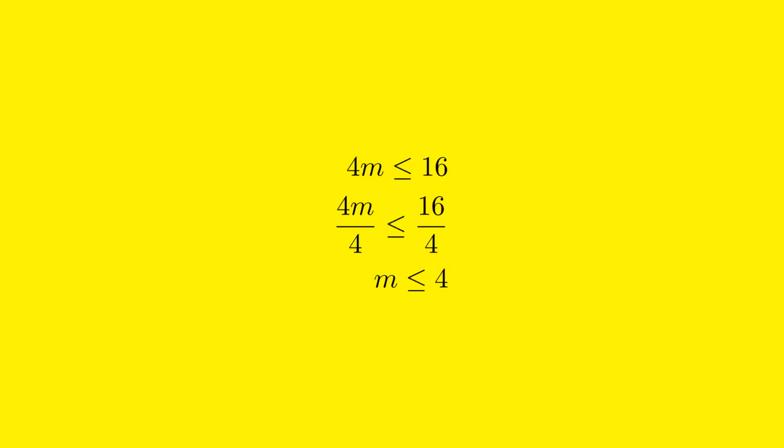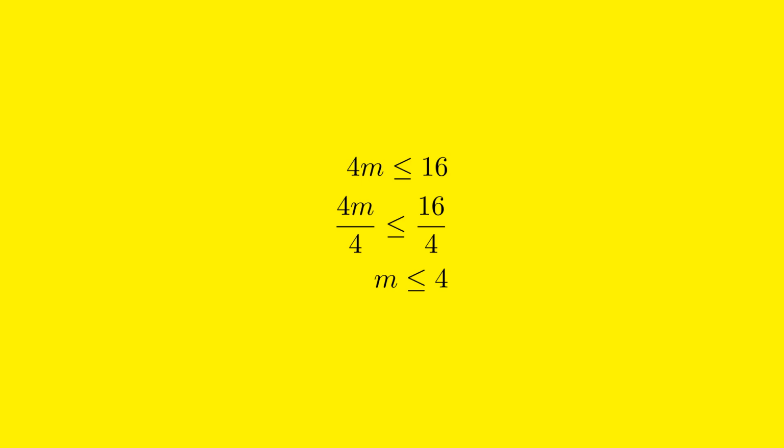Next, we need to continue isolating the variable m by eliminating the coefficient attached to m. Right now, we have 4m less than or equal to 16. 4m means 4 times m. To isolate m, we need to undo this multiplication. The way to do this is to divide both sides of the inequality by 4. Let's perform this division now.